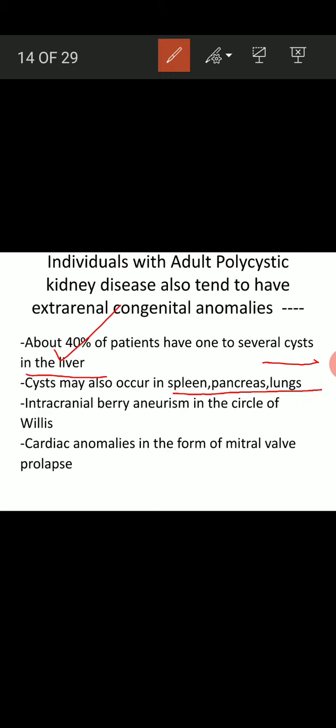There may be presence of intracranial berry aneurysm in the circle of Willis. Patients with adult polycystic kidney disease may have cardiac anomaly in the form of mitral valve prolapse.